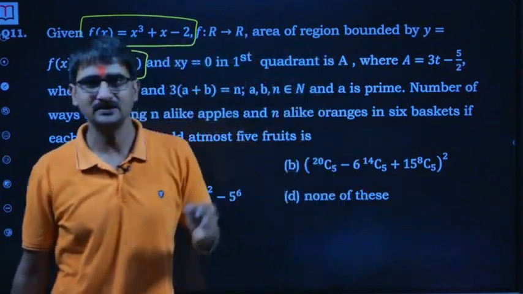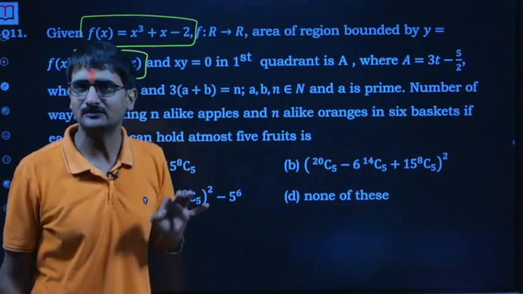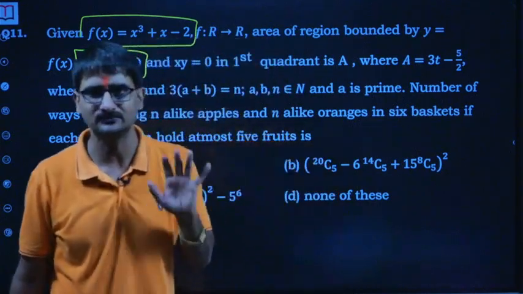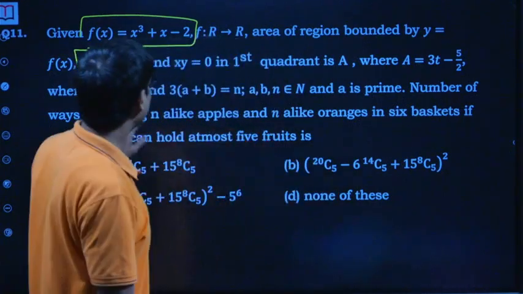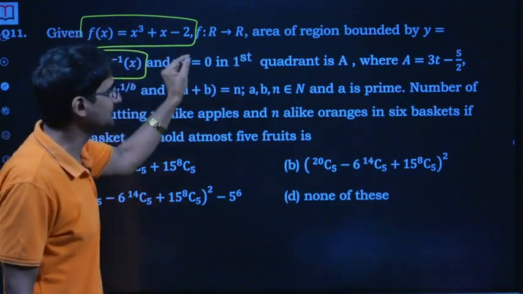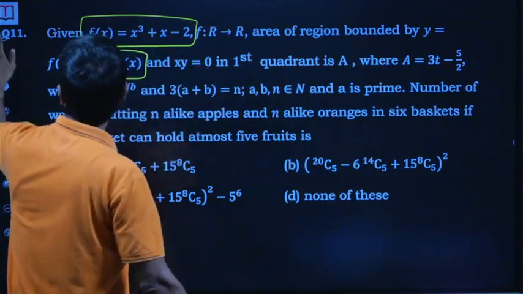Okay, so you can find the inverse as long as you have a polynomial of degree 2. More than that, it's highly unlikely we can easily find it. There's no standard method to find the inverse in that case. Okay, so again, the area of the region bounded by y is equal to f(x), f inverse x, xy equal to 0 in the first quadrant is, okay.